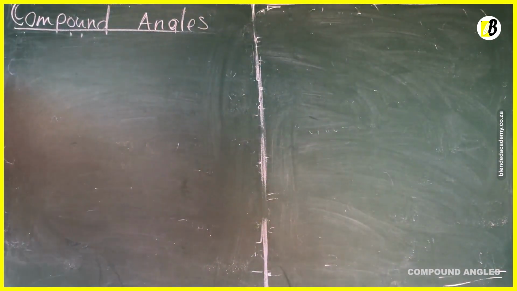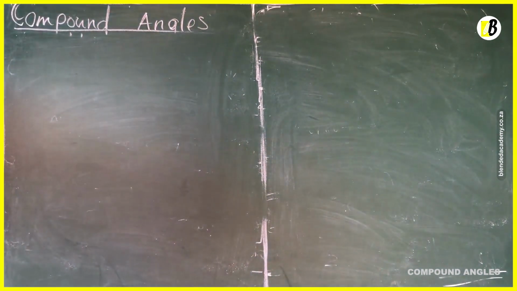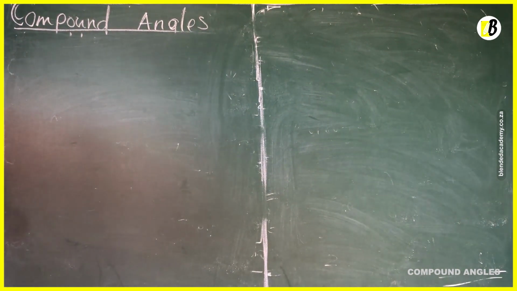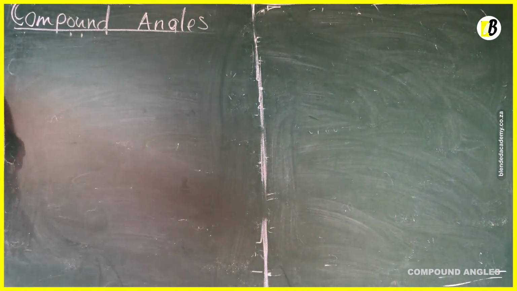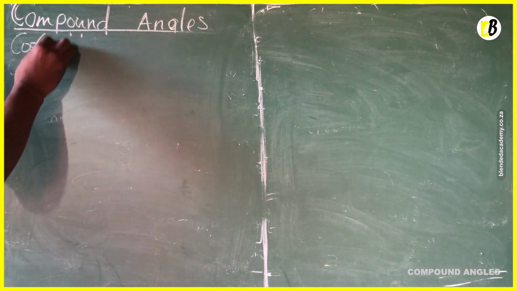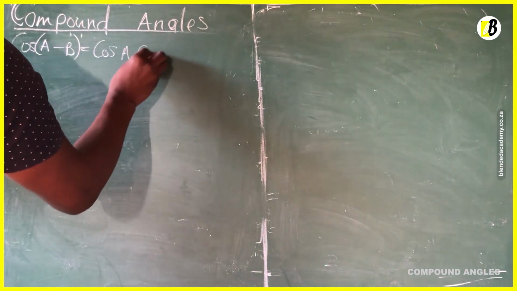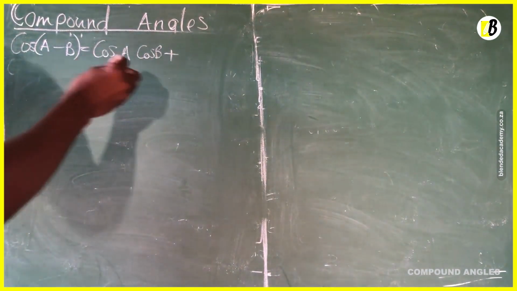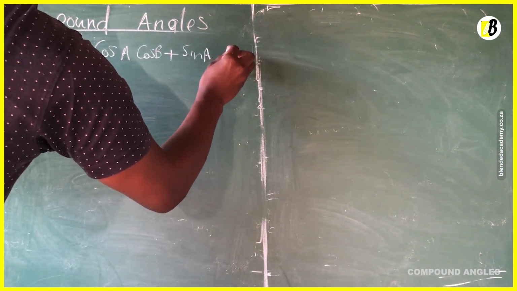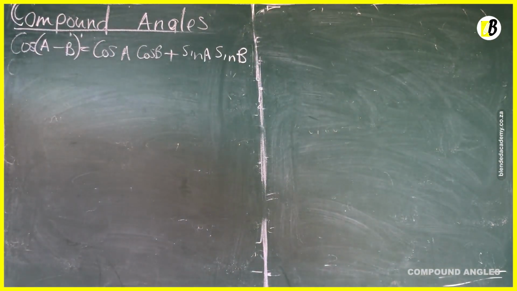So now, before deriving these formulas, you need to know that any x and y coordinates on the Cartesian plane can be represented in terms of trig ratios. I'm going to demonstrate that. Let me just give one example of a compound angle formula that you're going to be working with. Cos A minus B equals cos A multiplied by cos B plus sine A multiplied by sine B. This is a compound angle formula that we're going to be working with.